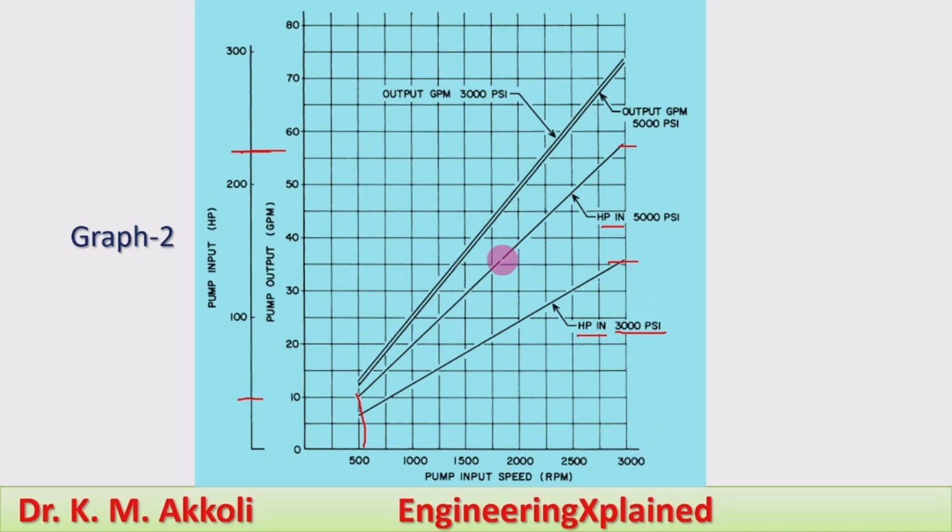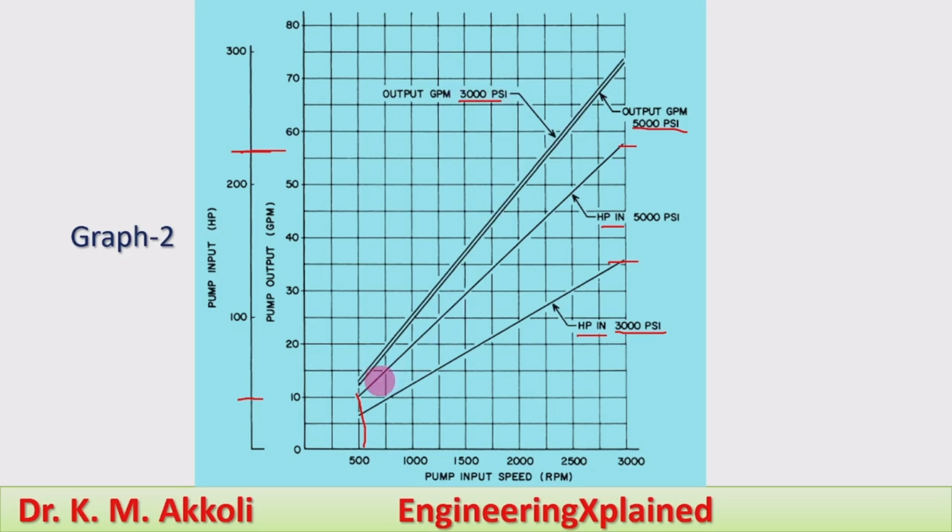Then moving to the next, the pump output flow in terms of GPM varies in a similar manner for both pressure ranges, with almost closer values. For the 5000 psi pressure rating, the output flow is a little below that of the 3000 psi pressure. We can see these two curves here.